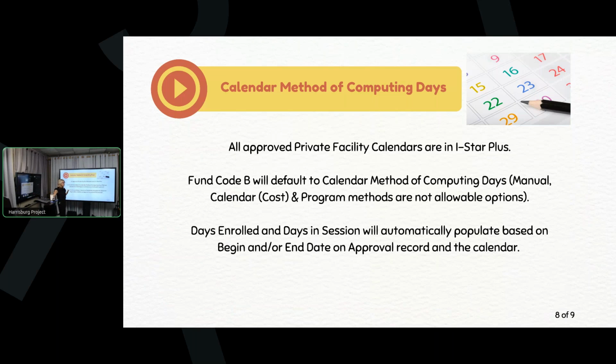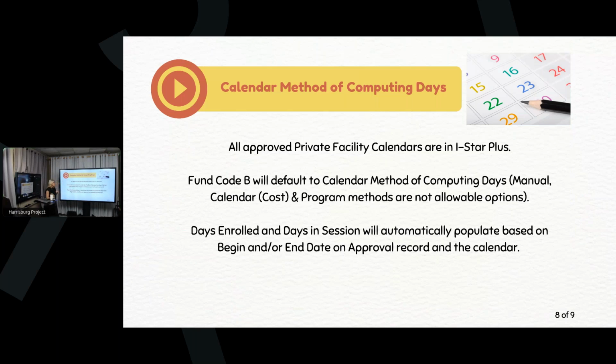So I mentioned earlier that the method of computing days for tuition for Fund B is calendar. That's the default and you cannot change it. All of the approved private facility calendars are in iStar, so we're able to tap into those in that system where the private facilities submit their calendars. We look at your approval record to see how long the student was there. We then look at the calendar and calculate the days enrolled and the days in session for you, so you don't have to type them in.